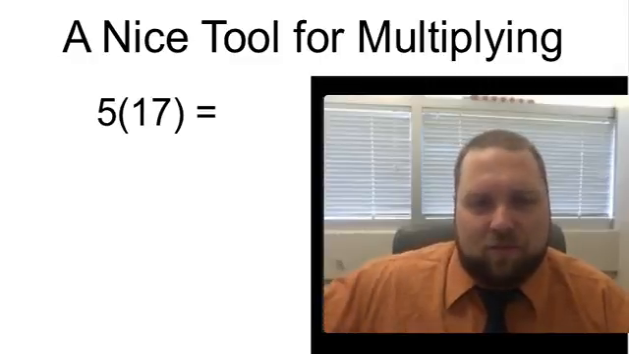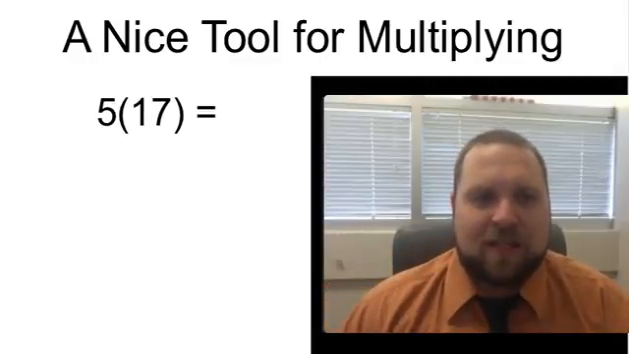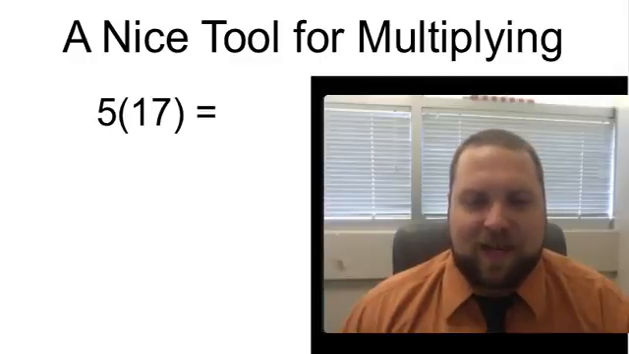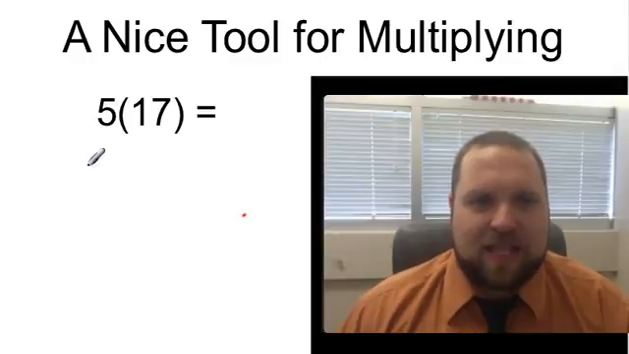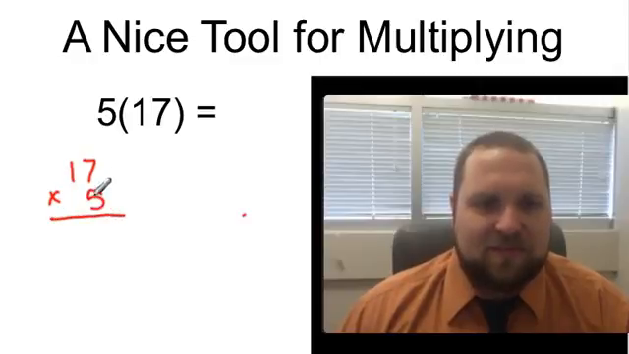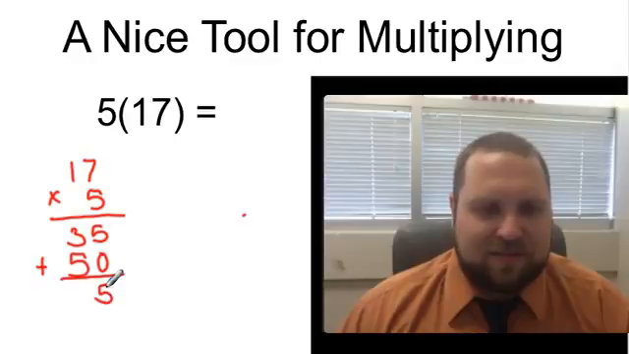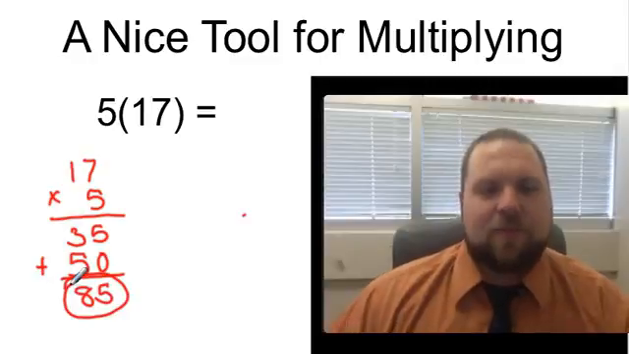Let's take a look at what we are doing in order to find the answer to 5 times 17 without using a calculator. Now, most likely what you did was set it up like you would have done in elementary school. 17 times 5, you do 5 times 7 is 35, and then you'd bring down a 0, and then you do 5 times 1 is 5, and then you would add those guys together. 5 plus 0 is 5, 3 plus 5 is 8, and 85 is our winner.